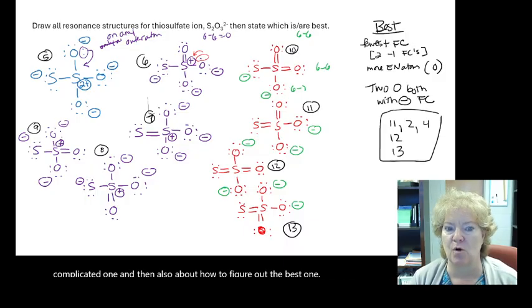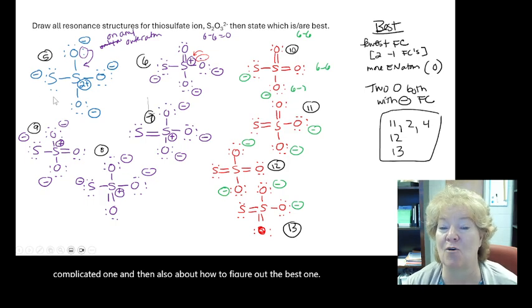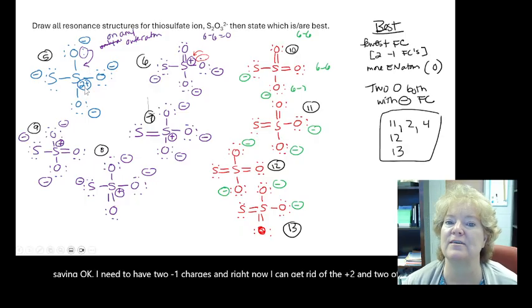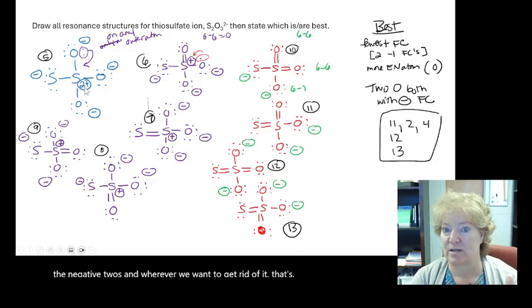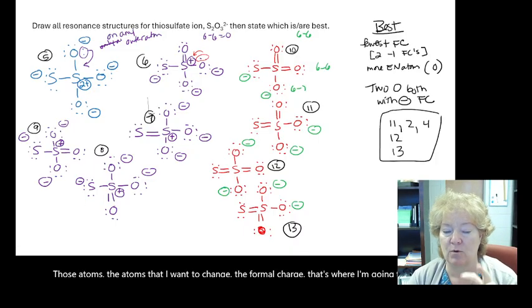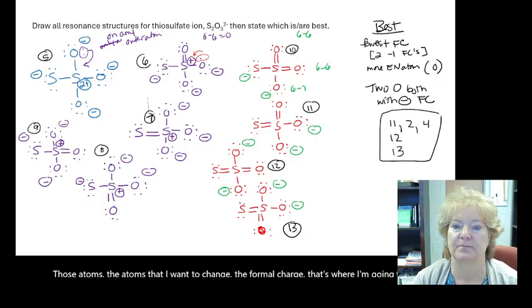Sometimes from that initial one, I'm immediately saying, okay, I need to have two -1 charges. And right now I can get rid of the +2 and two of the -2s. Wherever I want to get rid of a formal charge, those are the atoms where I'm going to try and make a double bond. And that will help us take care of those. I hope that's helpful.